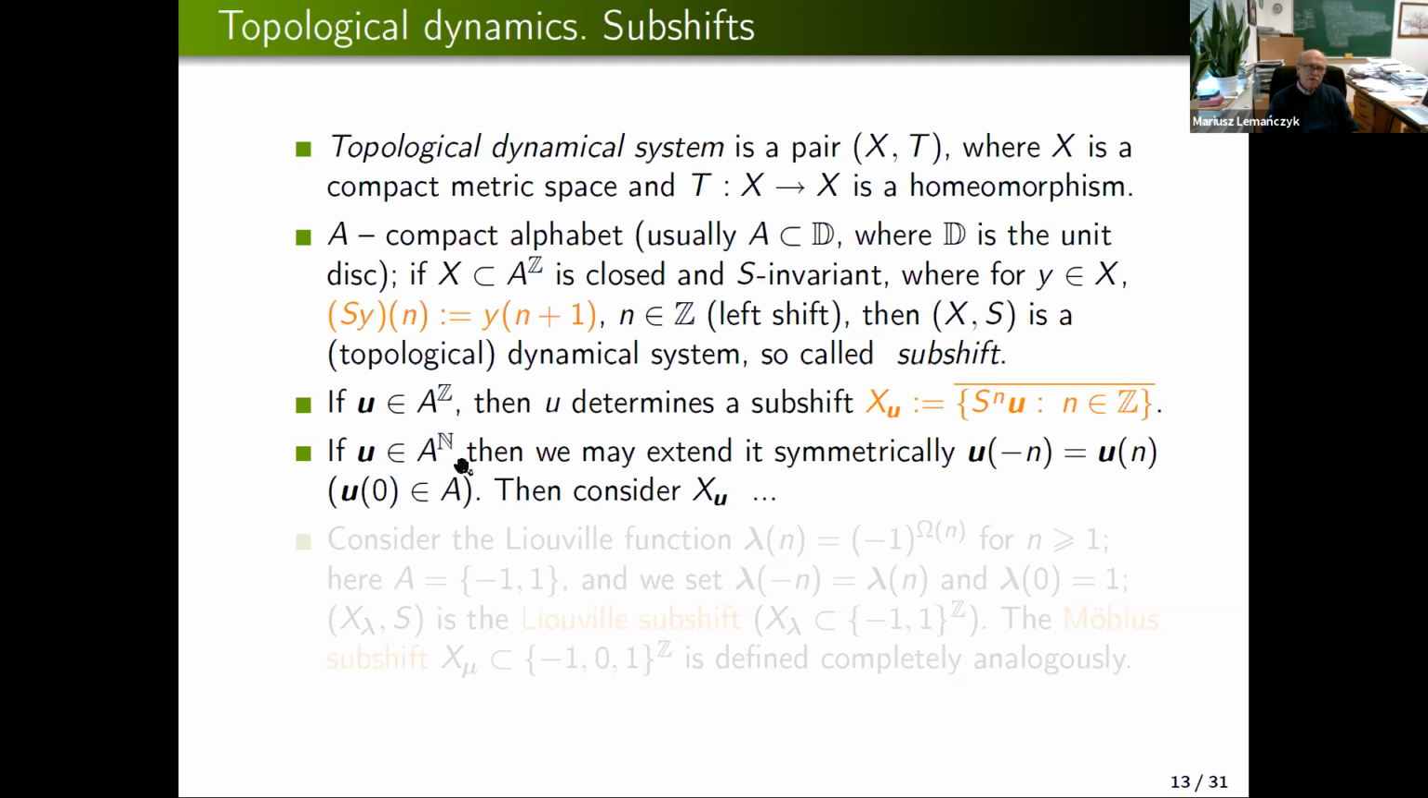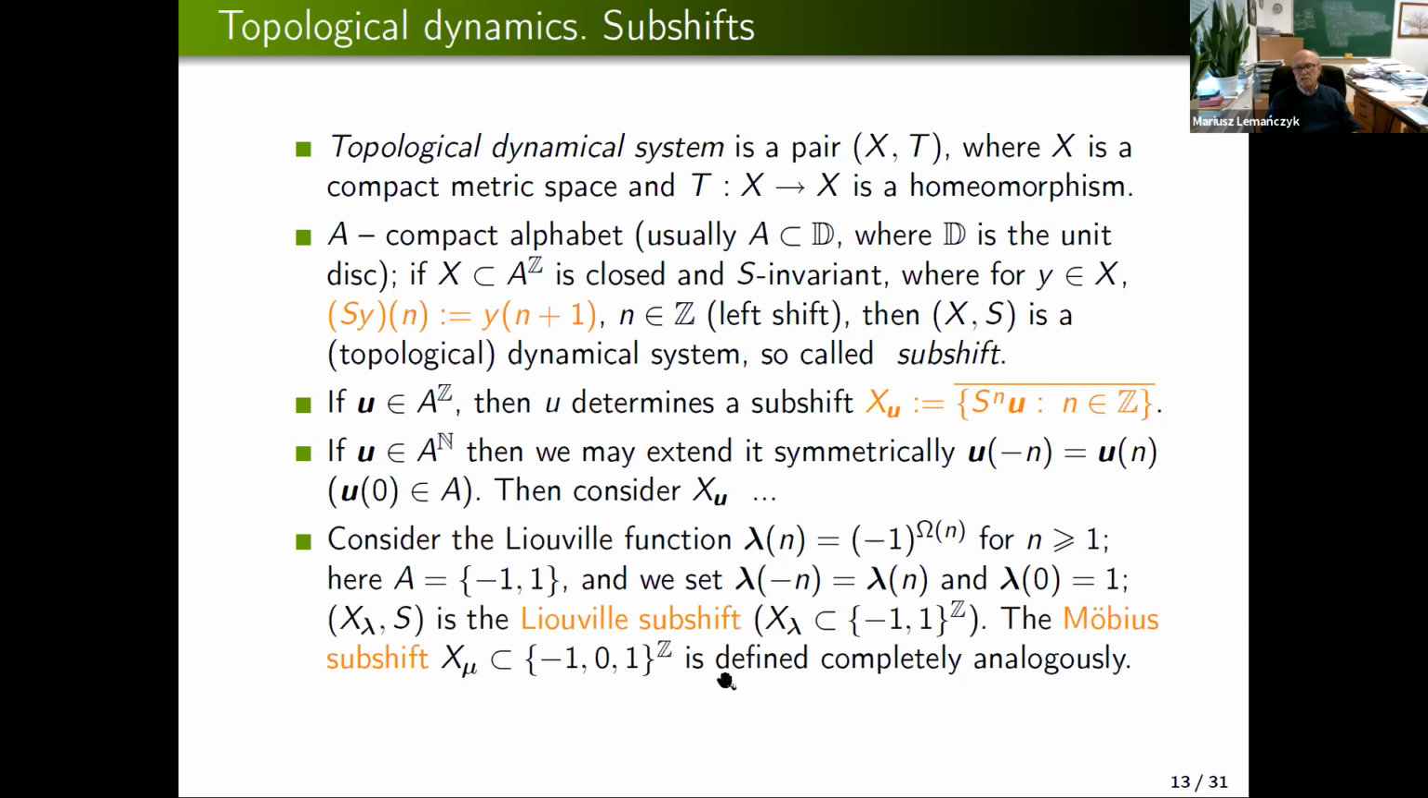So of course there is this problem. Here I take integers, right? And as we have seen, arithmetic functions are defined on N only, but this is not a problem. It's just an artificial problem. I can extend any one-sided sequence to a two-sided sequence, for example, by symmetry, and then I can consider the corresponding subshift. So I will not come back to the problem whether sequences are one-sided or two-sided; all sequences are two-sided sequences.